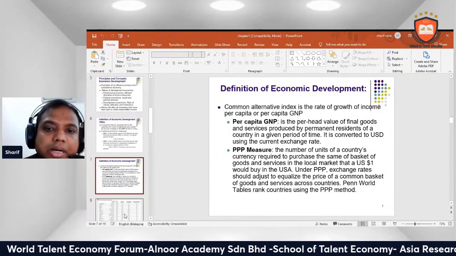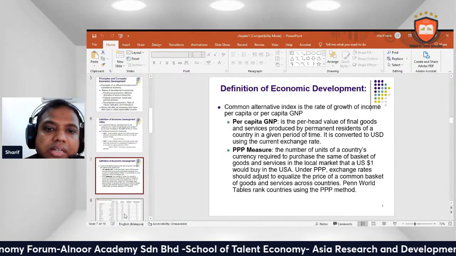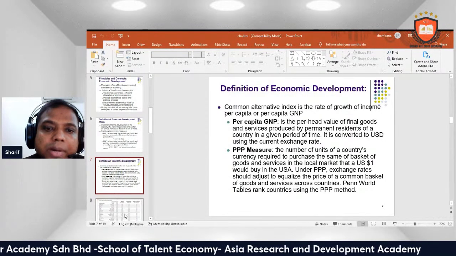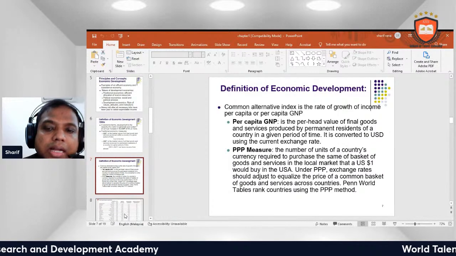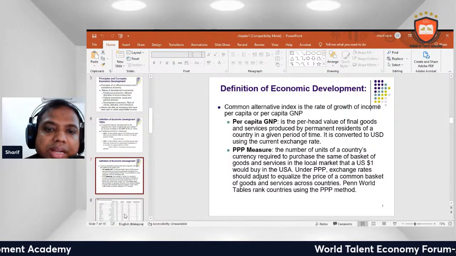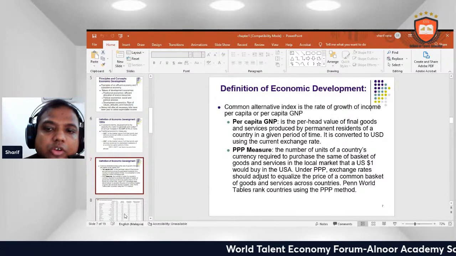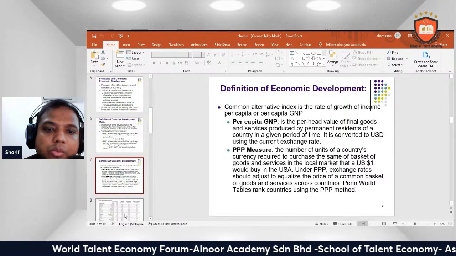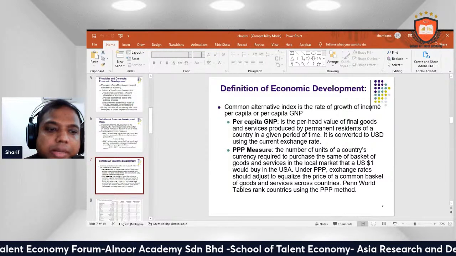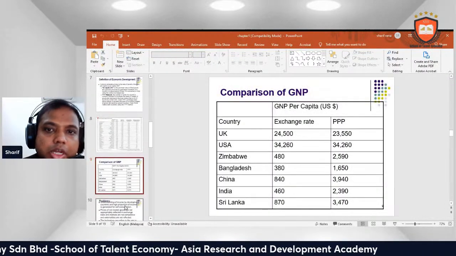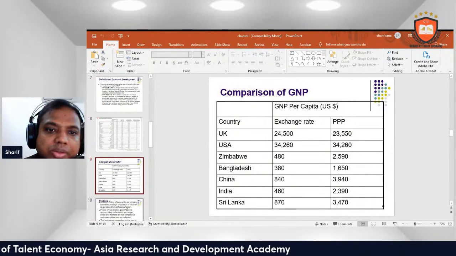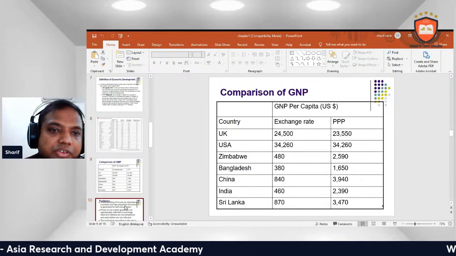PPP measures the number of units of a country's currency required to purchase the same basket of goods and services in the local market that US$1 would buy in the USA. Under PPP, the exchange rate should adjust to equalize the price of a common basket of goods and services across countries. Penn World Table ranks countries using the PPP method. A comparison of the GNP of the UK, USA, Zimbabwe, Bangladesh, China, India, and Sri Lanka.